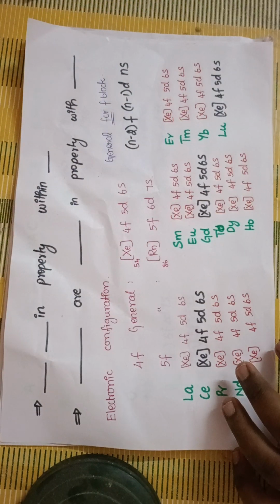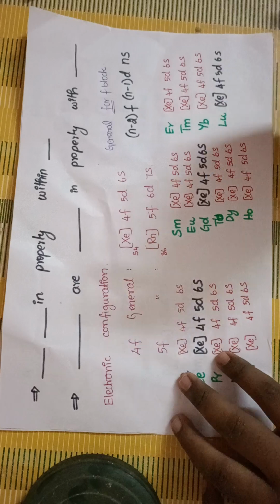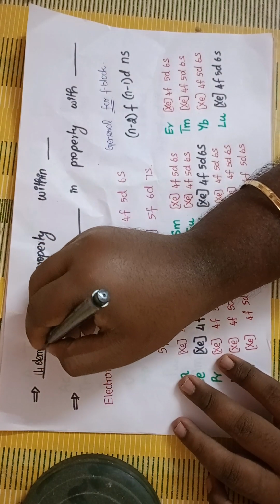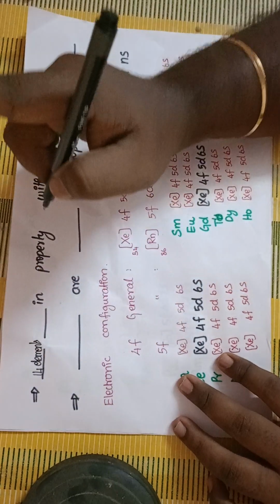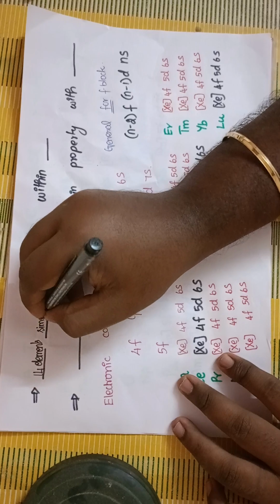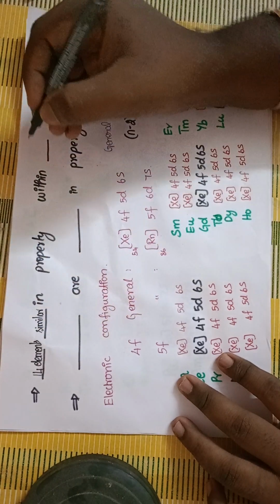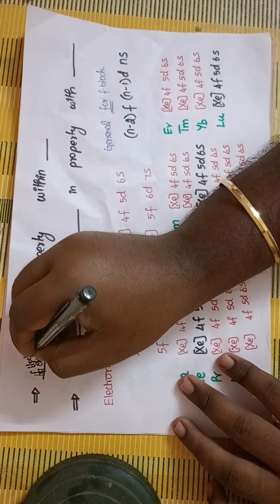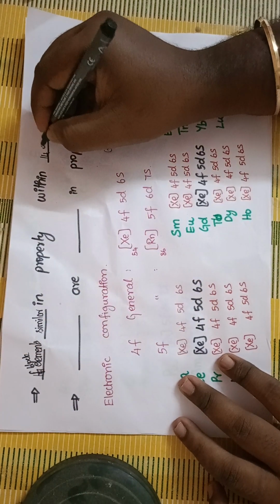Okay. Next, there are 14 elements in each series. In 4f there are 14 elements, and in 5f there are 14 elements. These 14 elements show similar properties. F block elements show similar properties within the 14 elements in each series.